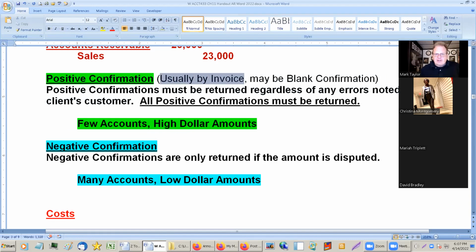Positive confirmations are usually done by invoice. You usually list the invoices on there. That's usually the easiest for the client's customers to trace. Okay, we get this bill for $1,200, whatever it was. It's easy for them to trace that. The CPA exam, they talk about blank confirmations. I've never seen one. A blank confirmation is when you send out a confirmation and it says, how much do you owe us? And they send that back in.